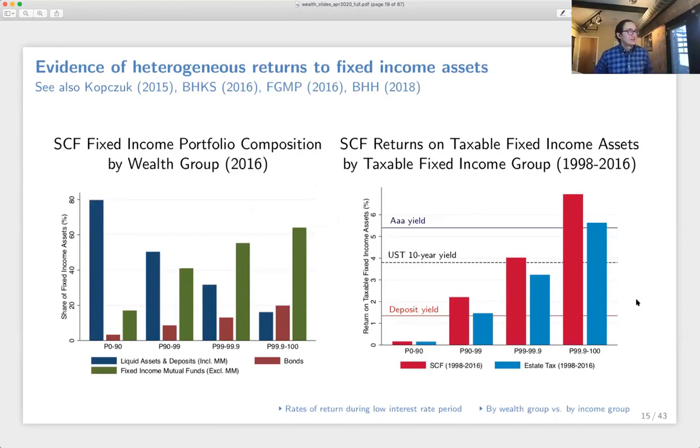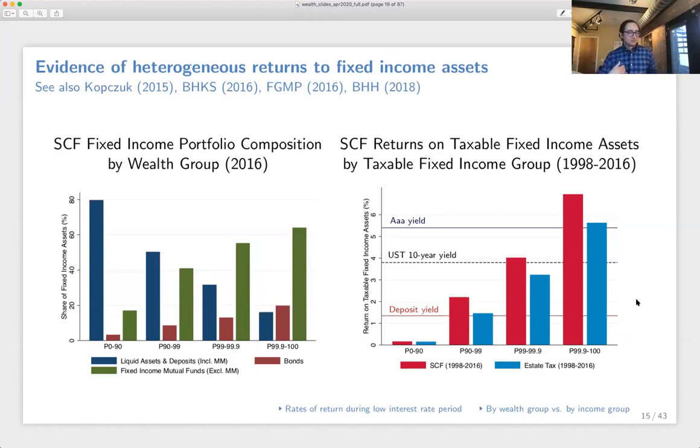On the left, we have the SCF's fixed income portfolio composition, where we've sorted people by net worth in the SCF, okay? The 0 to 90 group, 80% of their fixed income portfolio is liquid assets and deposits, including money market funds. The top 0.1%, you can see more than 60% is fixed income mutual funds, not including money market. Another 20% are bonds, and just less than 20% are liquid assets. So you can see considerable heterogeneity in the portfolio composition, which aligns with our finance professor intuition.